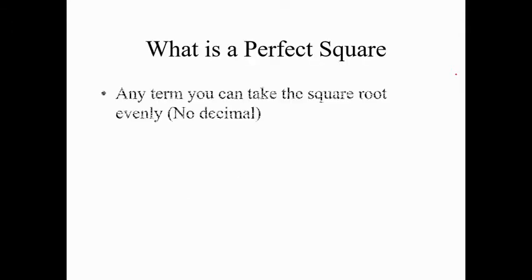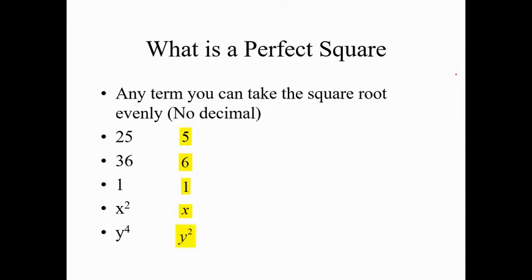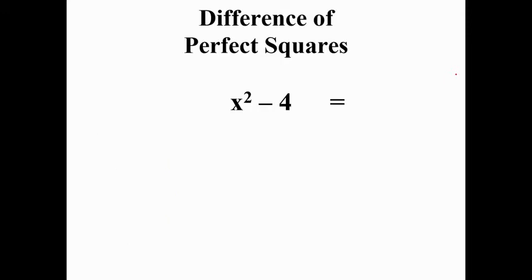What is a perfect square? Well, let's think about it. Any term you can take the square root of evenly. In other words, you don't have a decimal, like 25. Well, the square root of 25 is, that's right, 5. Square root of 36 is, yep, 6. Square root of 1 is, that's right, it's 1. Square root of x squared is x. And the square root of y to the 4th would be y squared. These are perfect squares.